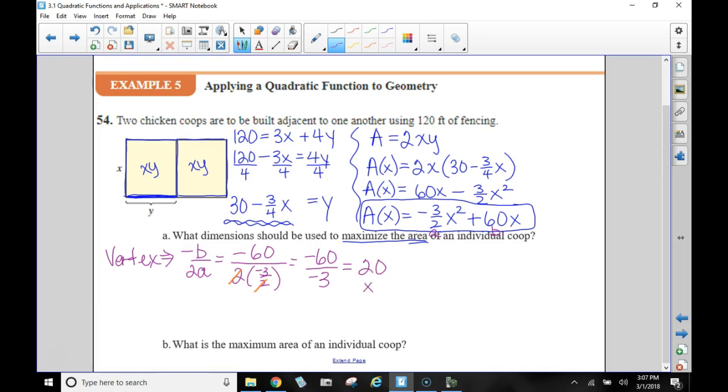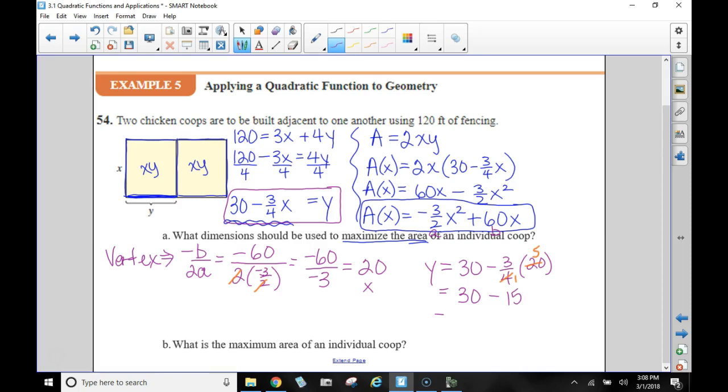All right? And then let's see, well, actually, if x is 20, okay, then we can go right back up here and figure out what would y be, okay? If x is 20, then y is equal to 30 minus 3/4 times 20, okay? And that's going to give us 30 minus the 4 and the 20 will reduce, leaving us with 15.